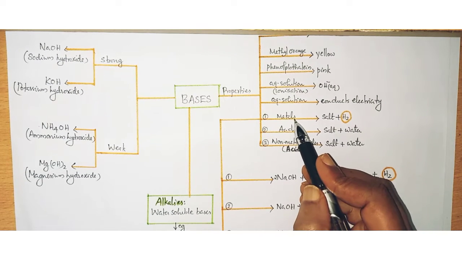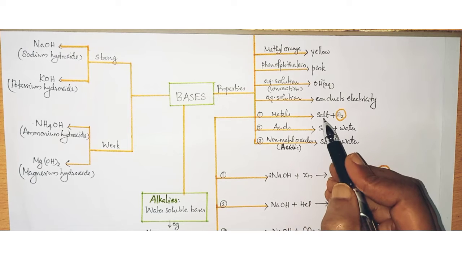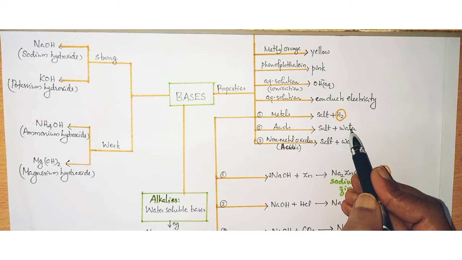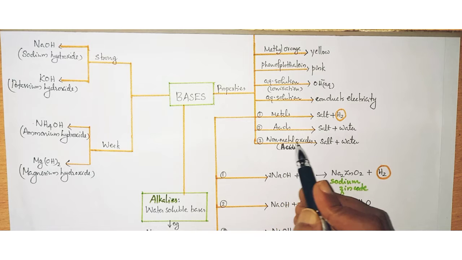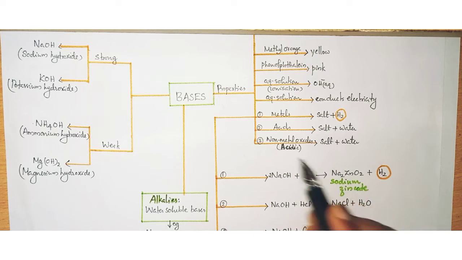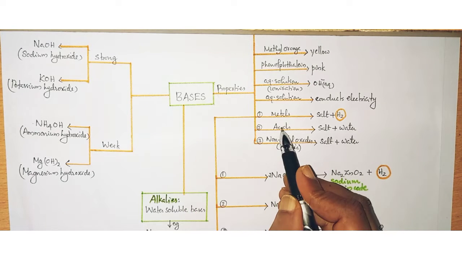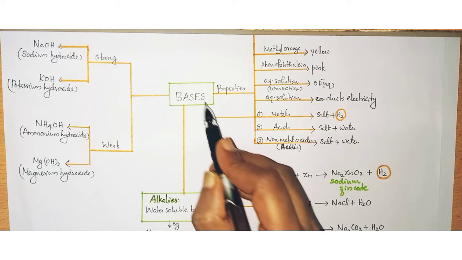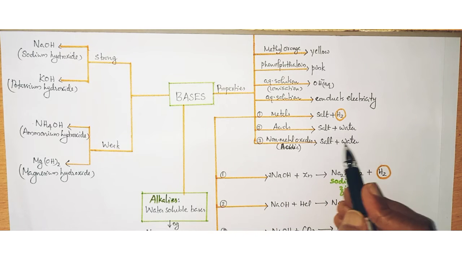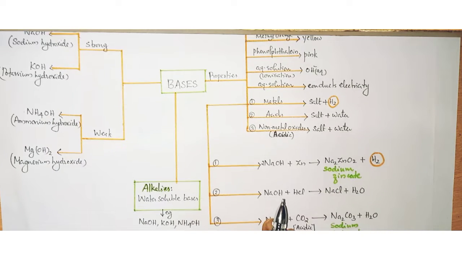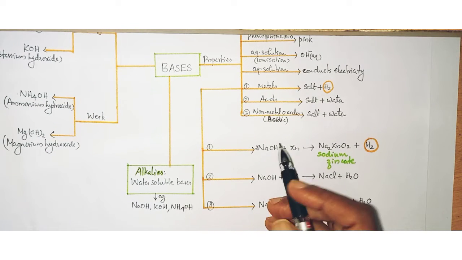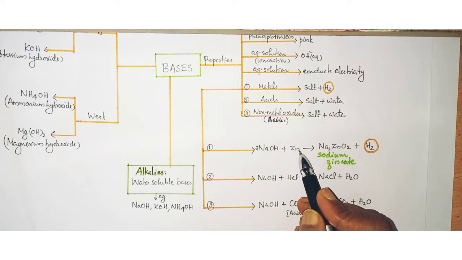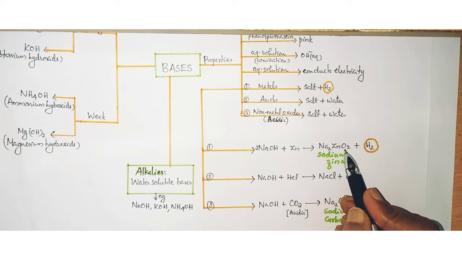Then the chemical reactions: with metals it produces salt and hydrogen, with acids it produces salt and water, with non-metal oxides it produces salt and water. So acid plus base, again a neutralization reaction. Non-metal oxides are acidic in nature, so again there is a neutralization reaction. So salt and water are formed. So let's see the equations. First one is sodium hydroxide, which is a strong base. Zinc is a metal, so base plus metal gives a salt and hydrogen.